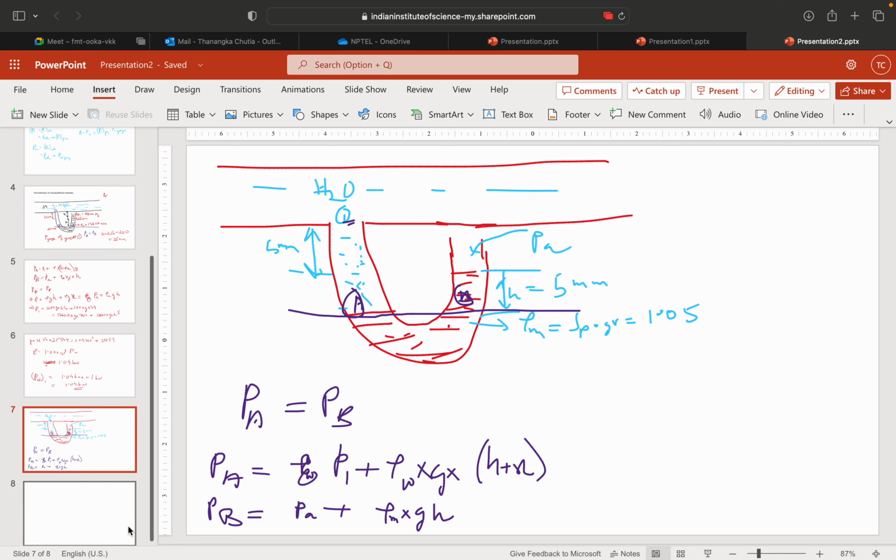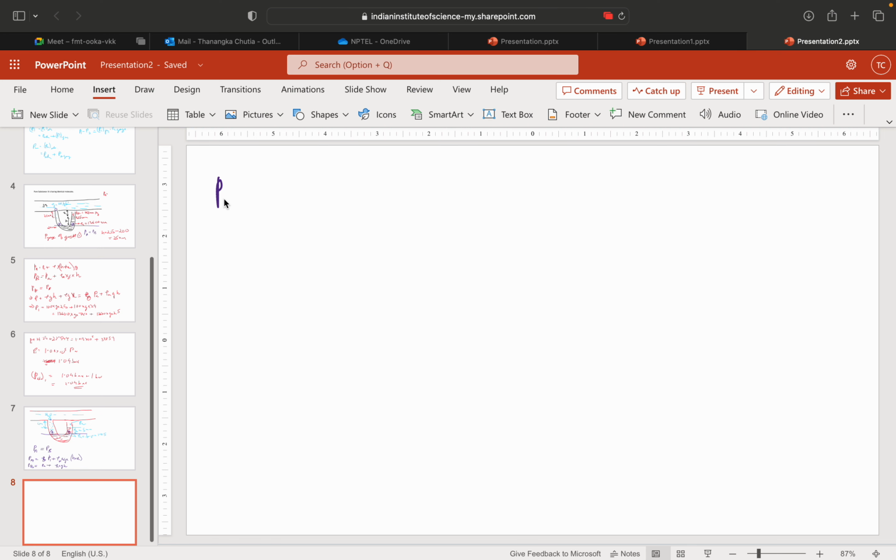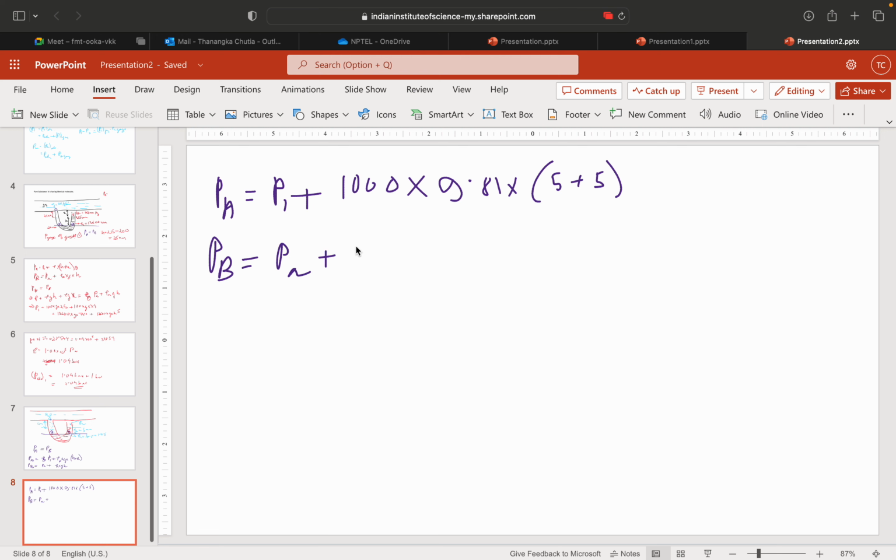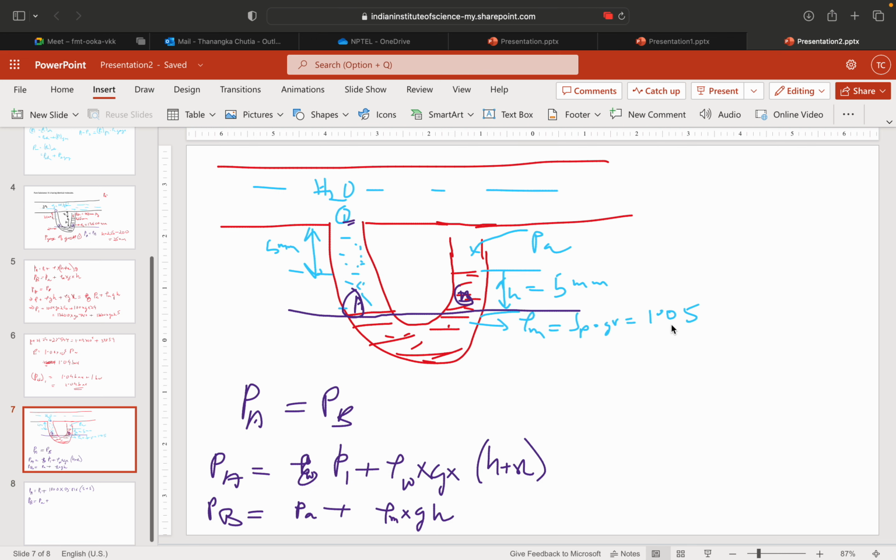So what you will do, P1, so PA is equal to P1 plus rho of water, which is 1000, into 9.81 into H, 5 plus X, also it's 5. Okay, and PB is pressure of atmosphere plus the manometric fluid's specific gravity. Again, specific gravity is 1.05.